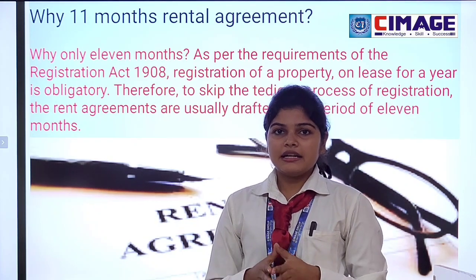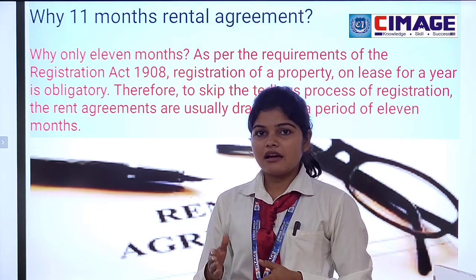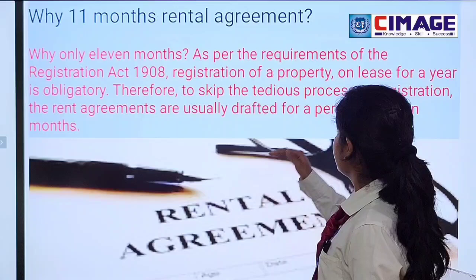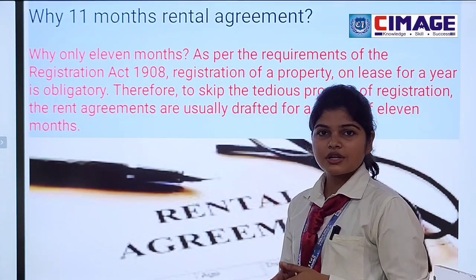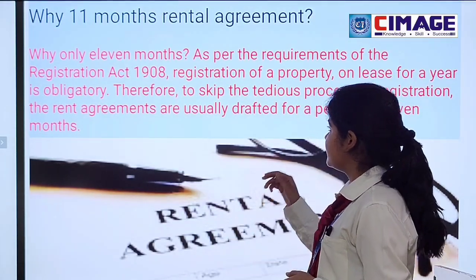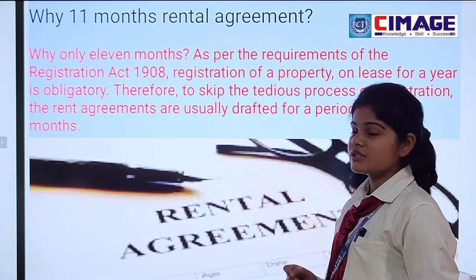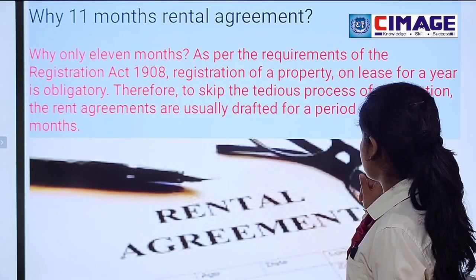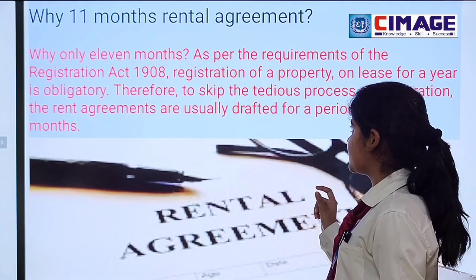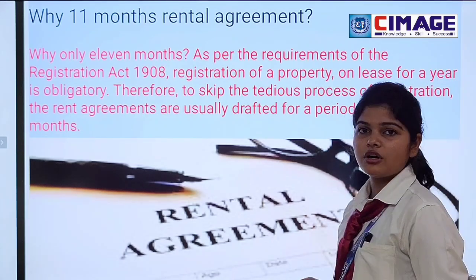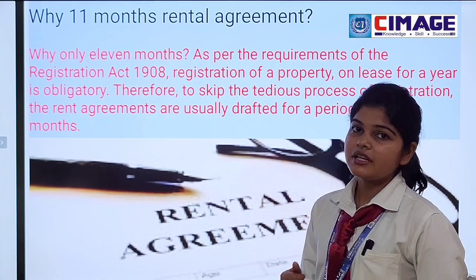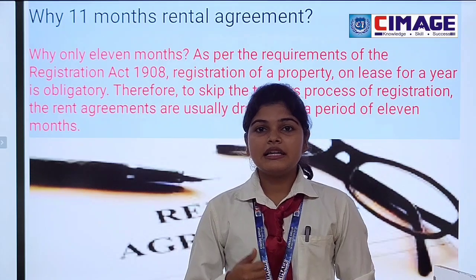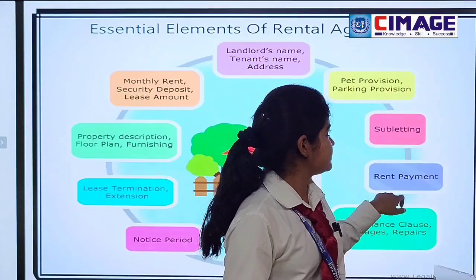Whenever we sign a rental agreement, it is typically for 11 months, but why 11 months? As per the requirements of the Registration Act 1908, registration of a property on lease for a year or more is obligatory. Therefore, to skip the tedious process of registration, the rent agreements are usually drafted for a period of 11 months. And it will help us to get over the lease charges in the agreement.